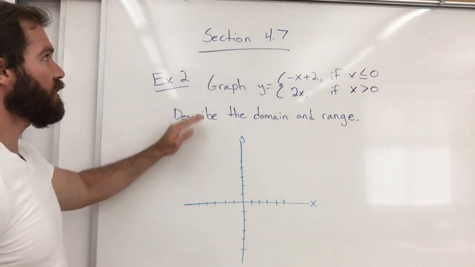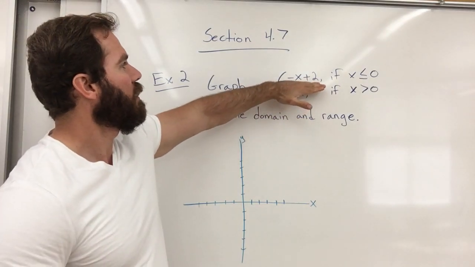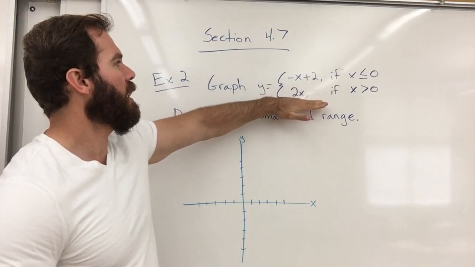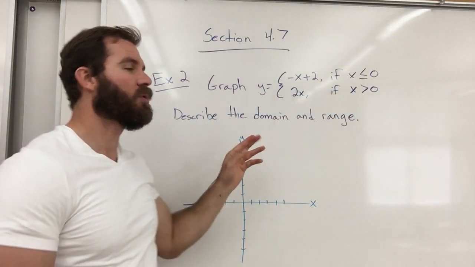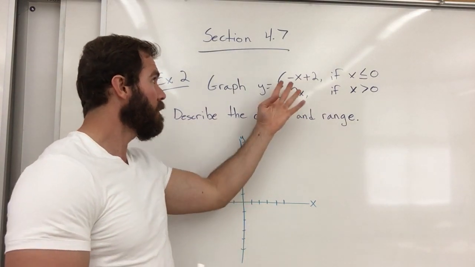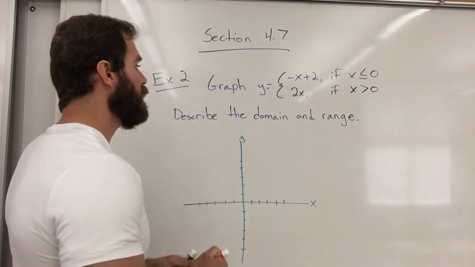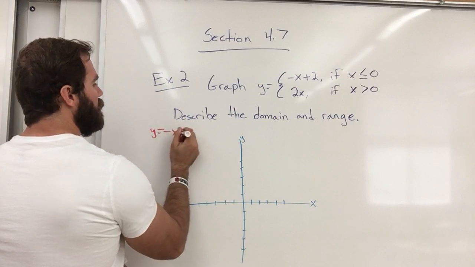Example 2 for section 4.7: graph y equals negative x plus 2 and y equals 2x with their according domains. We will describe the domain and the range. So let's take these piece by piece. Let's start with the first one, y equals negative x plus 2.